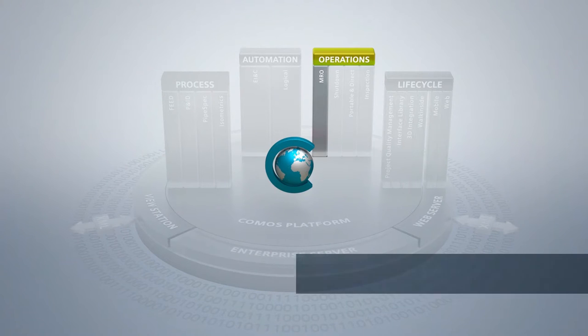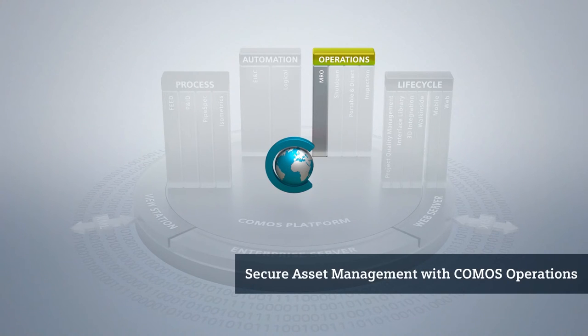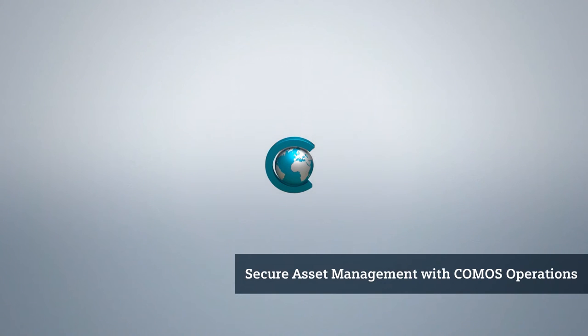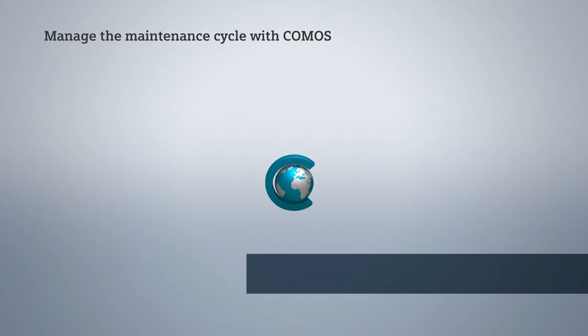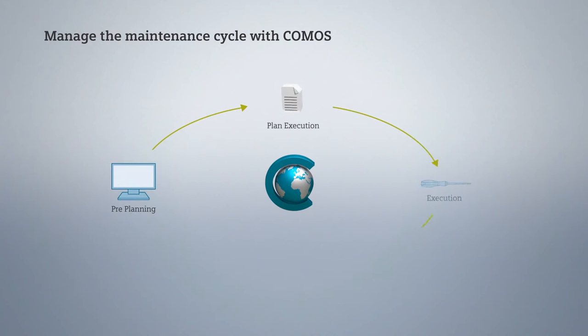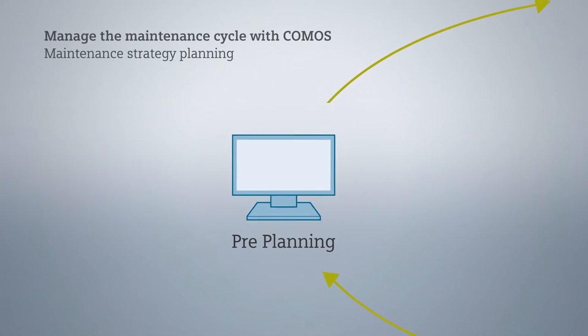With COMOS MRO, all aspects of management, planning and organization of operation and maintenance, including plant documentation, are carried out in a single system. The latest engineering data can be accessed in COMOS at any time throughout the entire maintenance cycle. Changes made to the plant during maintenance work are therefore also directly available in the engineering data.